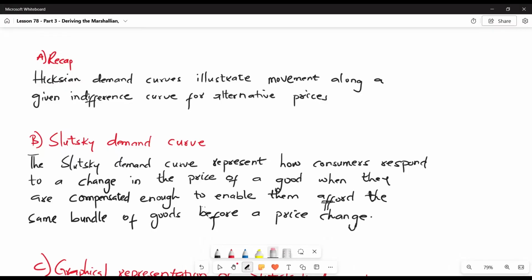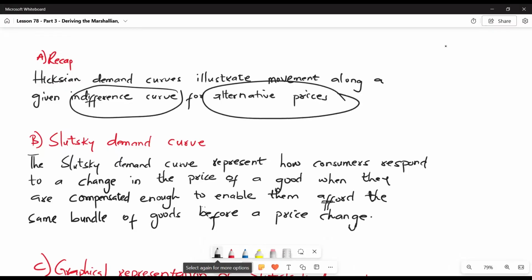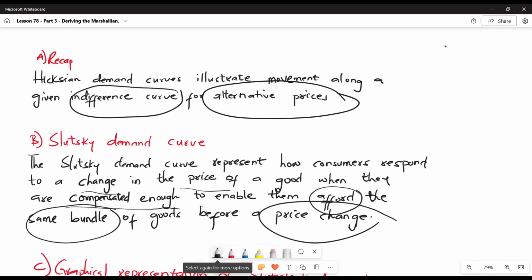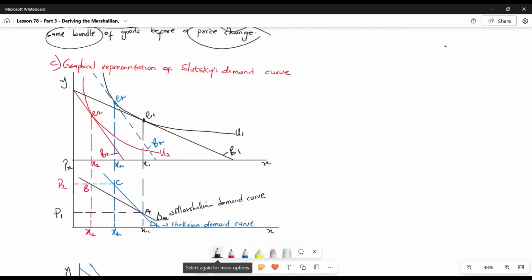We mentioned that the Hicksian demand curve illustrates the movement along a given indifference curve for alternative prices, and the Slutsky demand curve in this case represents how a consumer will respond to a change in the price of a good when they are compensated enough to afford the same bundle of goods as before the price change. So the aim here is to keep the consumer at the same purchasing power. Now let's move on to a graphical representation of the Slutsky demand curve.